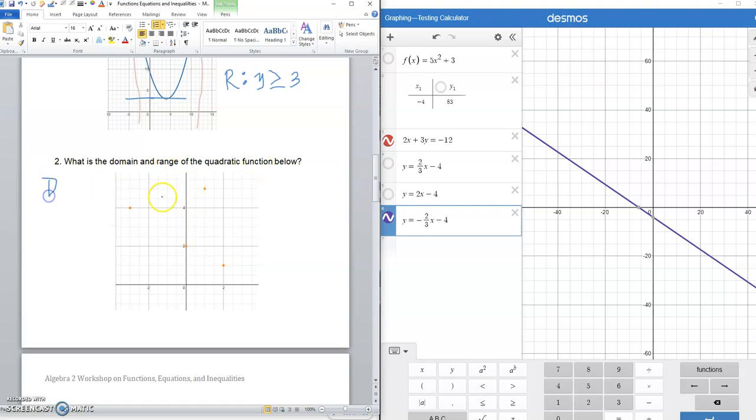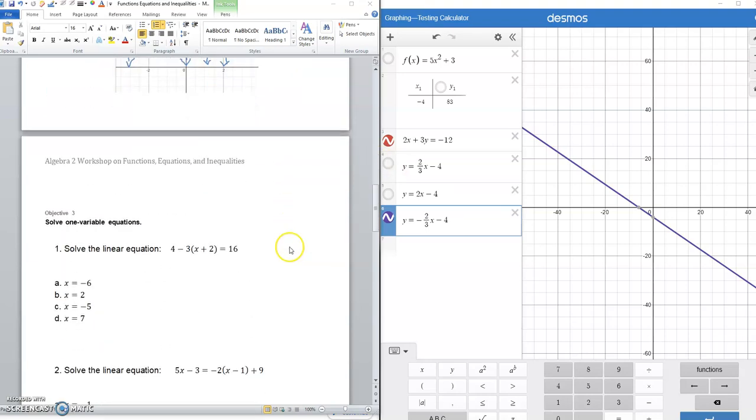You all know that the domain are the x values. So if this is your first point, I'll just go down. Look at that number. This is your next point. Go down. Look at that number. This is your next point. Go down. Look at that number. And here, look at that number. So your domains are -3, 0, 1, and 2. You will have to do listing because these are discontinuous function or isolated points.